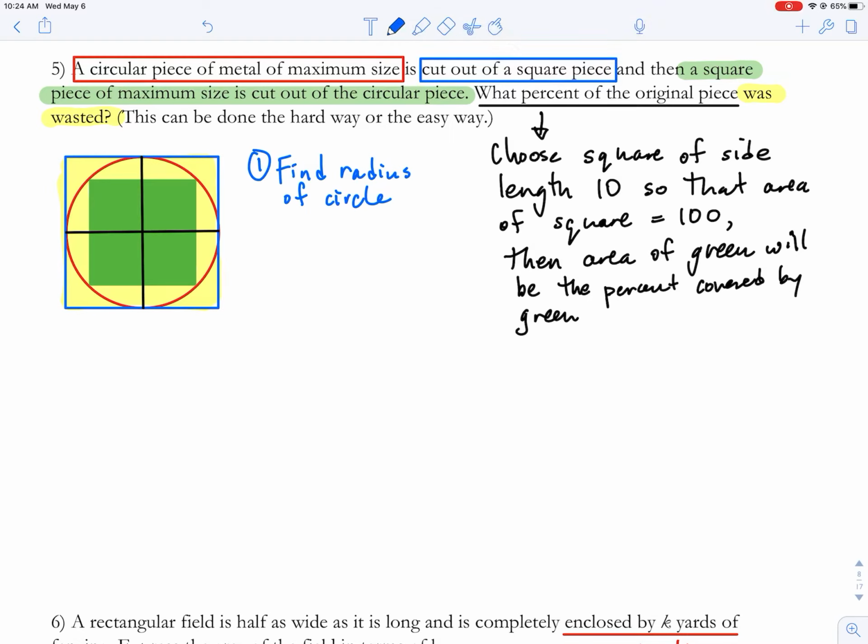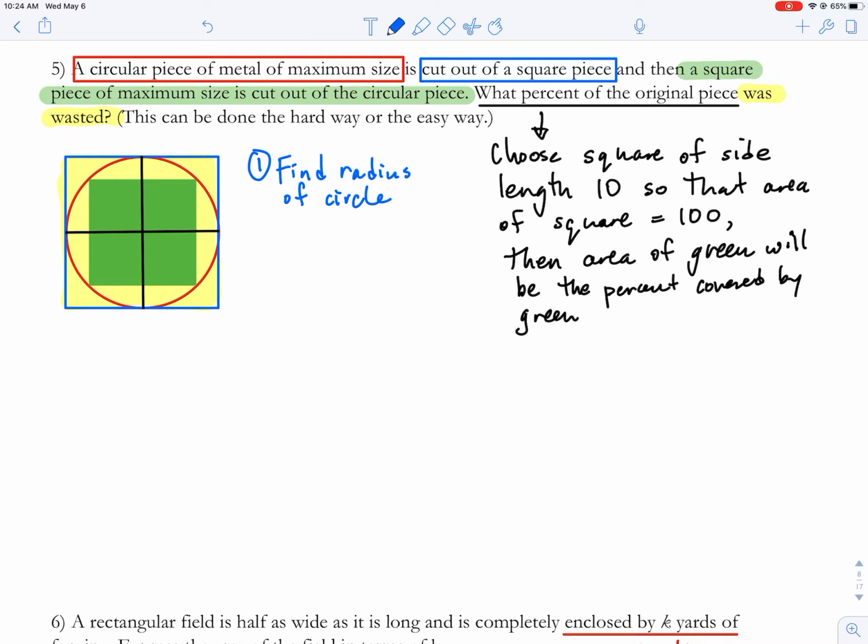And they want to know what percent of the original piece was wasted. So that means what's going to be left over. So that's going to be what I colored yellow. Whenever there's a question like what percent of the original piece, I always try to make my original area 100. So in this case, with the blue square, if we choose a side length of 10, that means that my original area of that blue square would be 100. So if we can find the area of the green square, it's already a percent, which makes our life much easier. And the first thing we're going to do is find the radius of the red circle.